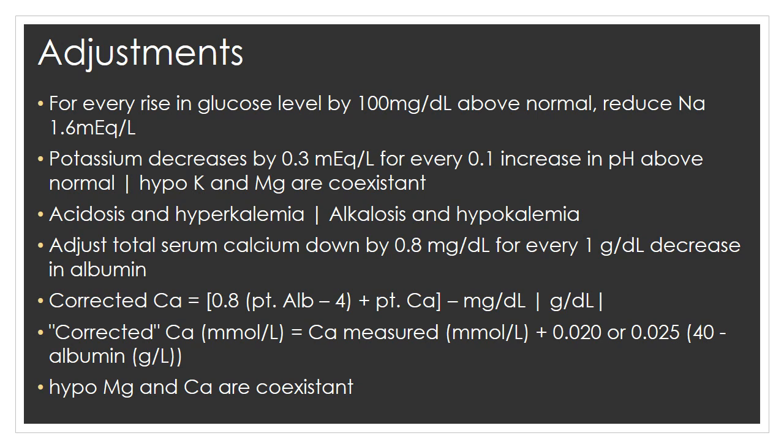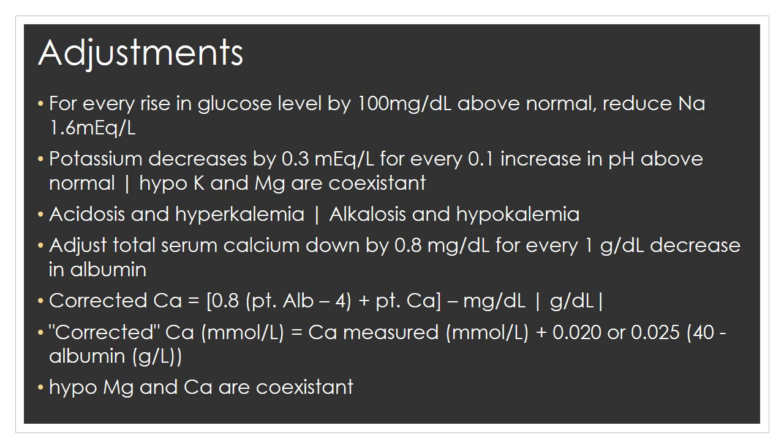And remember that hypokalemia and hypomagnesemia are coexistent. Therefore, correct the magnesium first before the potassium. As far as the serum calcium is concerned, adjust the total serum calcium up by 0.8 milligram per deciliter for every 1 gram decrease in albumin. This is because albumin is bound with calcium, and as you reduce the albumin values, the ionization of the calcium increases.